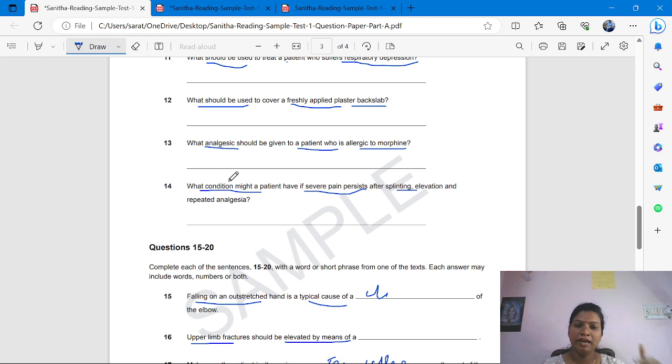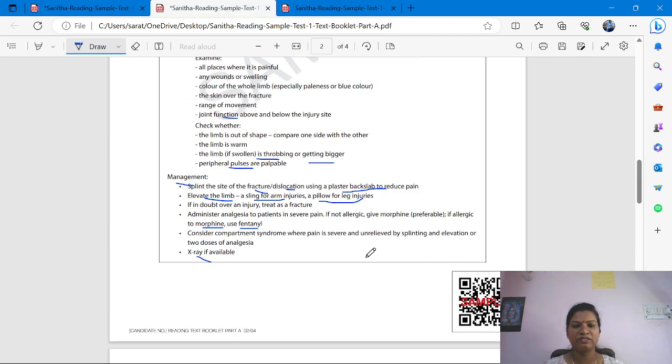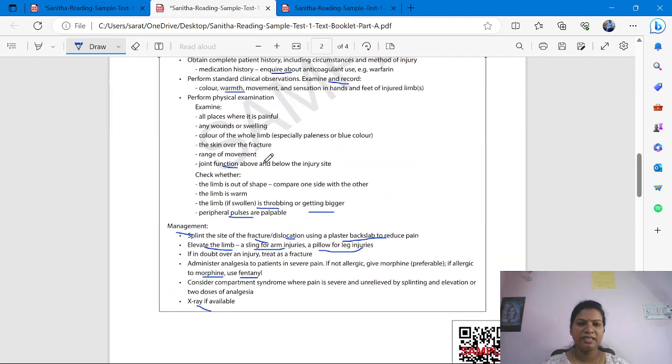What condition might a patient have if severe pain persists after splinting, elevation and repeated analgesia? What condition might they have? Maybe a complication. We did all the management: splinting, elevation, analgesia, everything given. But still the patient is having severe pain. Then what will be the condition? We have to find out the complication. That means it is a complication. Somewhere we read it here, see?